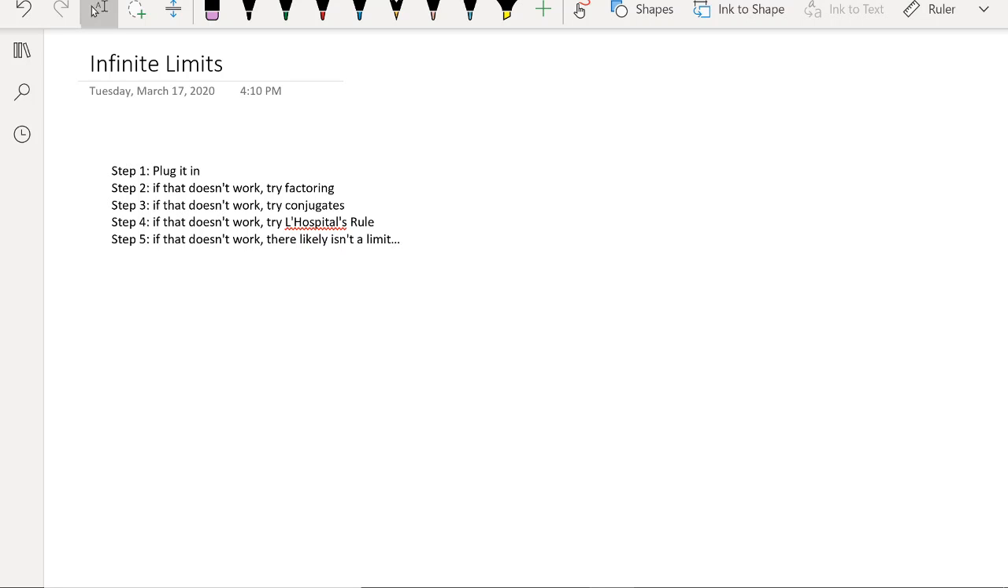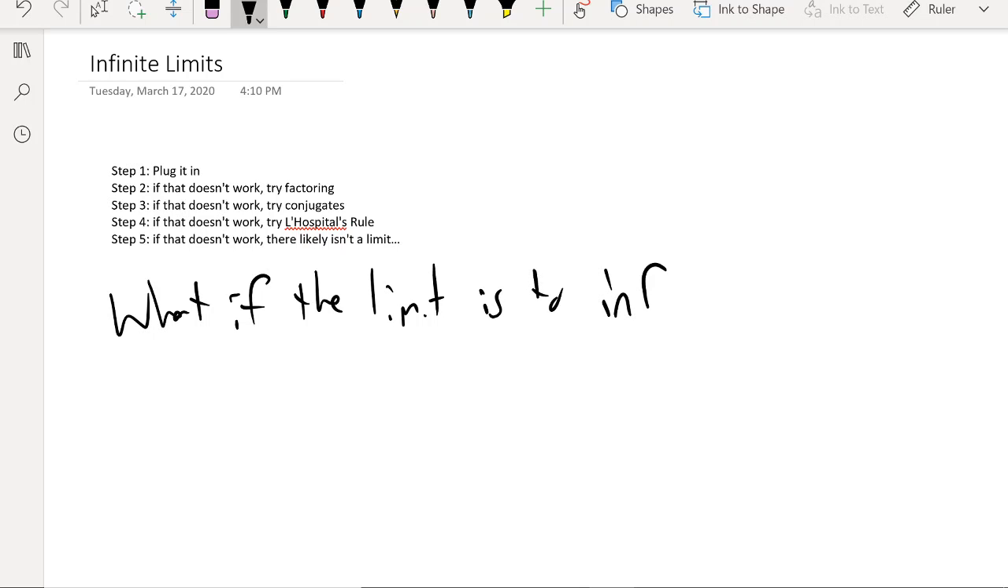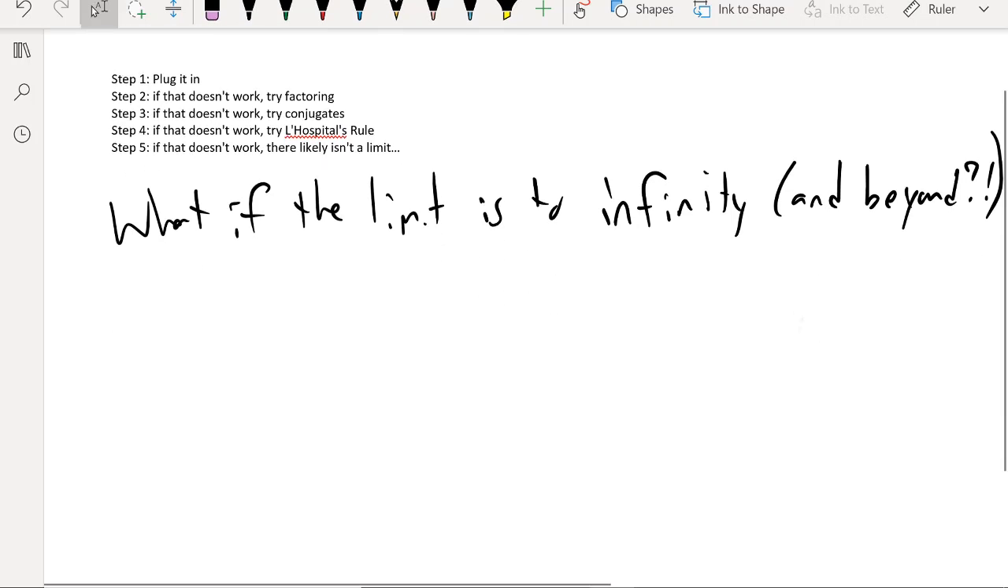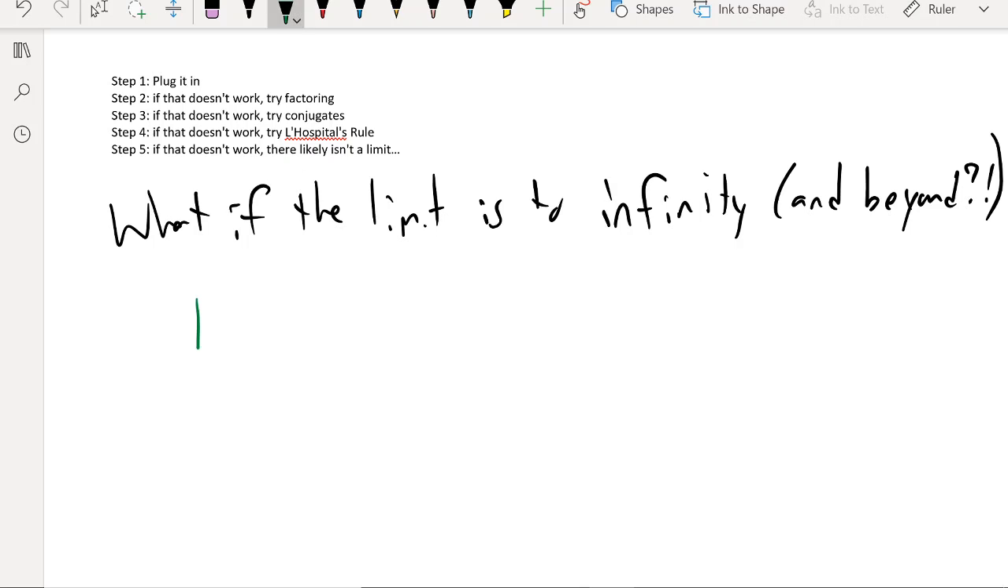But what if you have infinite limits though? What if the limit is to infinity and beyond? To infinity and beyond. So, for instance, let's say I have the limit as x approaches infinity of 1 over x.